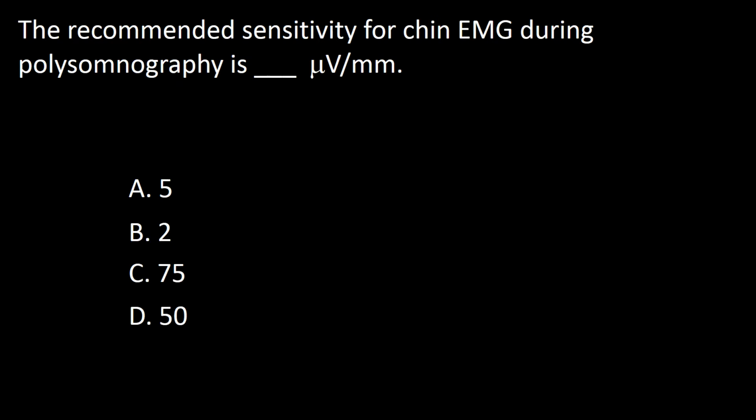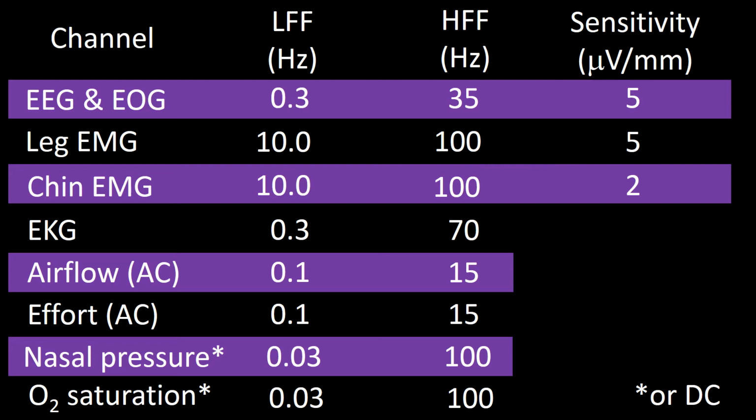Next question. The recommended sensitivity for chin EMG during polysomnography is dash microvolt per millimeter. A 5, B 2, C 75, D 50. The recommended sensitivity should be in the range of 2 microvolts per millimeter, as we have just previously mentioned.